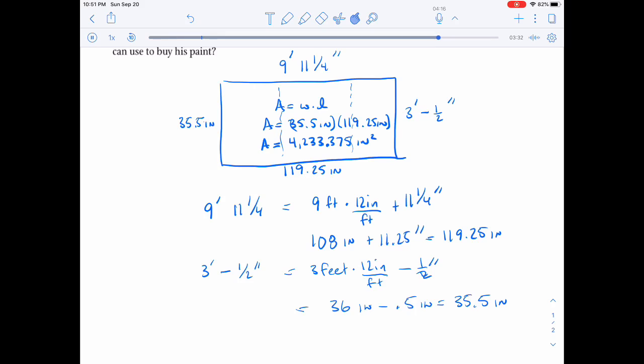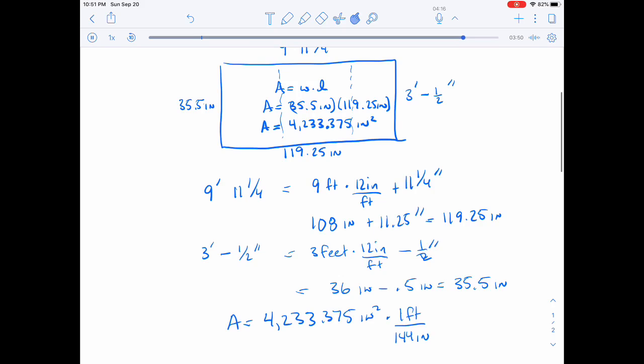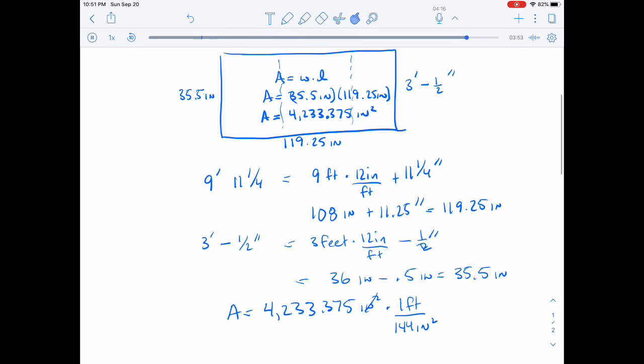So let's take our area of 4,233.375 inches squared and multiply it by 1 foot per 144 inches squared, canceling out our units and giving us an area of approximately, so let's go ahead and make this an approximate sign, 29.4 feet squared.